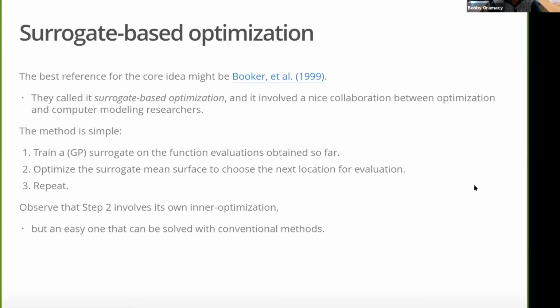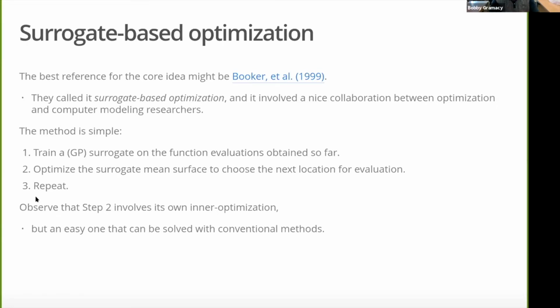They called it surrogate-based optimization, but like I've been saying, it's basically the same thing as what many people now call Bayesian optimization. I think that the authors of this paper in 1999 were not aware of that 1979 paper, so they didn't use the same terminology. But since then, people have started to adopt that older nomenclature.